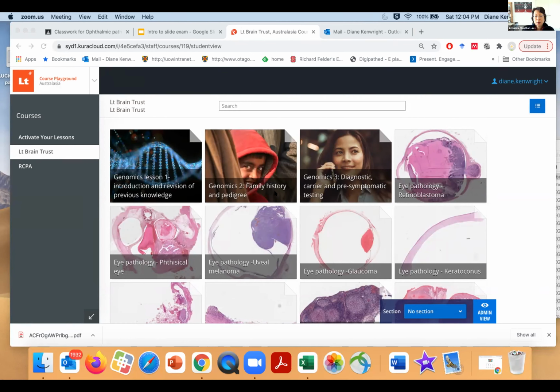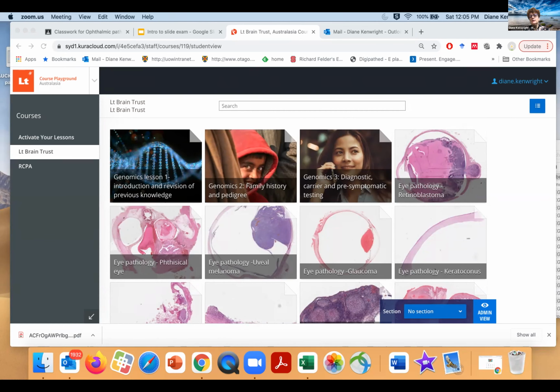I would suggest you bookmark CuraCloud once you've logged in, because you'll be visiting it often. Put it into your bookmarks tab at the top of your computer screen, and your browser will remember it. It's also called LT. They've changed the branding on their platform. Hopefully I'm not getting anyone in the chat saying they can't get in. Great.